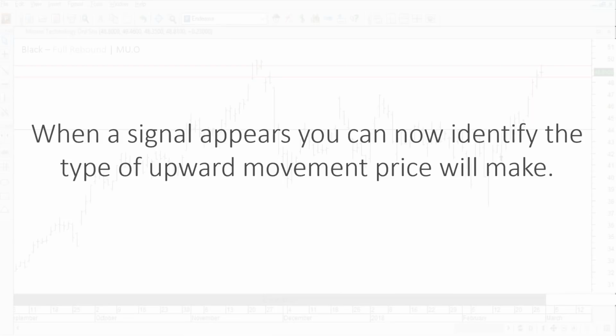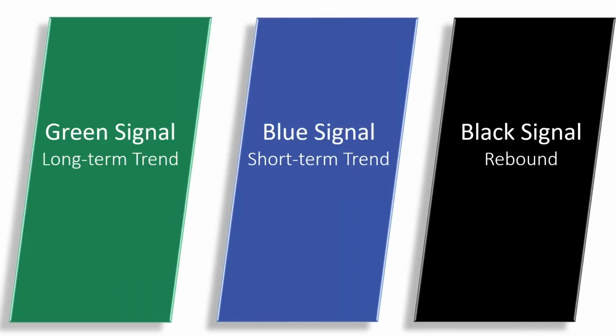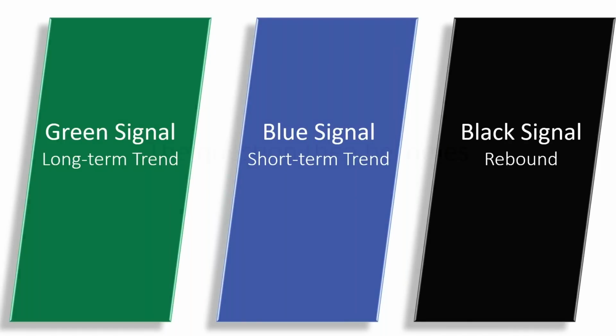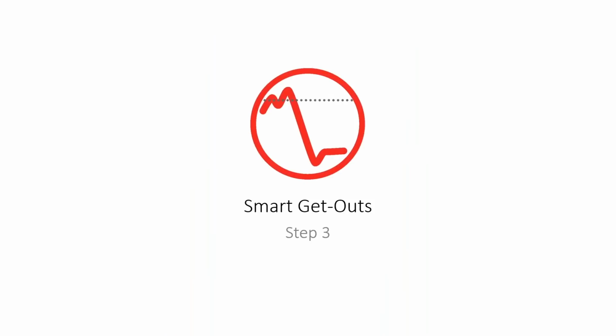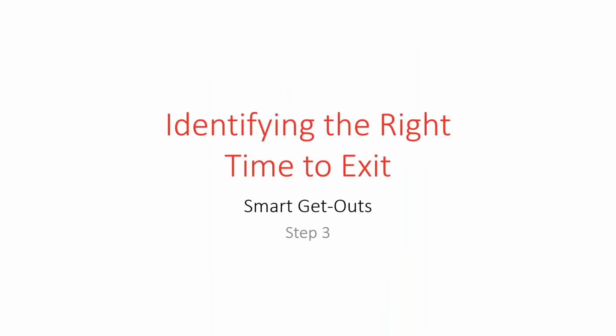And that's it for step 2. When a signal appears, you can now identify what type of upward movement price will make. It's either going to be a long-term trend, a short-term trend, or a rebound back to recent highs. So now that you know when to enter the trade, the question then becomes, where and when is the correct time to exit? Which brings us to Smart Get Out's step 3, identifying the right time to exit.